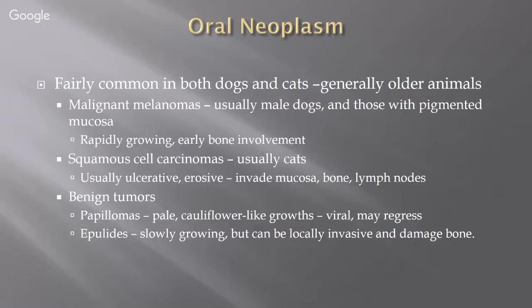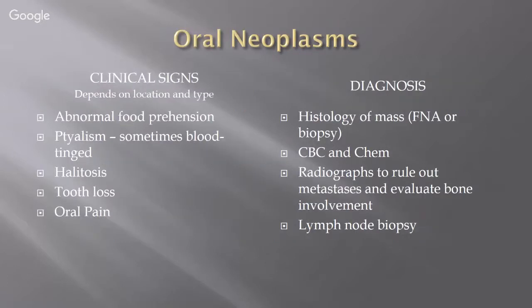There are some benign tumors. There are papillomas, which are pale cauliflower-like growths. They're kind of ugly, but they're viral, and a lot of times they regress on their own. There are also epulides, which are slow-growing growths, but they can be locally invasive, and they can actually eat through the bone. We see these epulides a lot in shorter-faced breeds, especially in boxers. So these little growths are typically just the color of the skin beneath them, so they can be pink or they could be black.